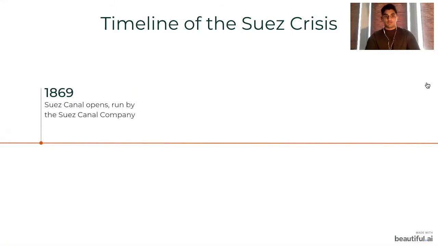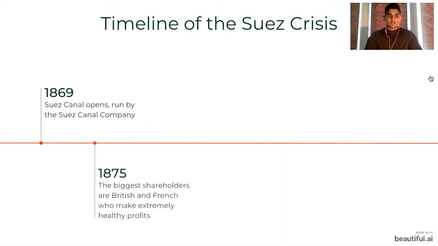The Suez Canal opens. It's run by a company called the Suez Canal Company. By 1875, the biggest shareholders in that company were British and French, and they were making extremely healthy profits. Billions of dollars worth of trade was going through the Suez Canal every day, and these shareholders were taxing the ships and making a ridiculous amount of money.